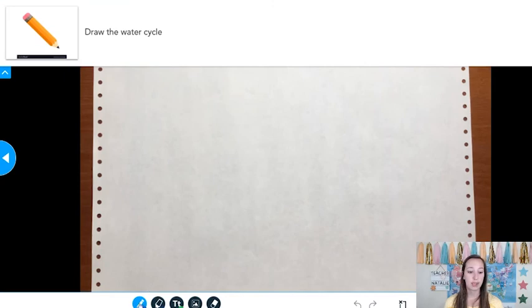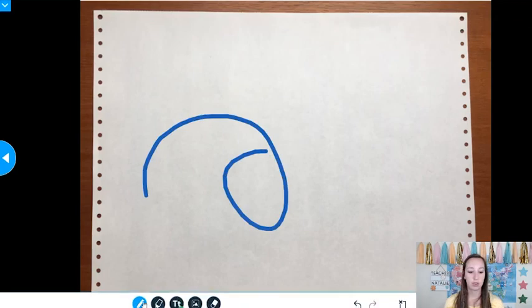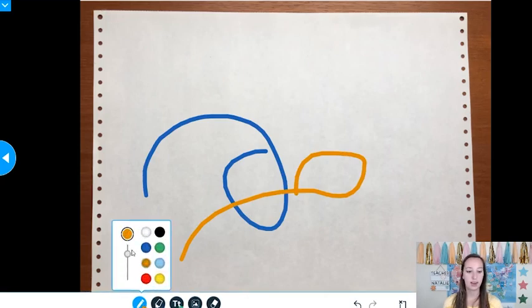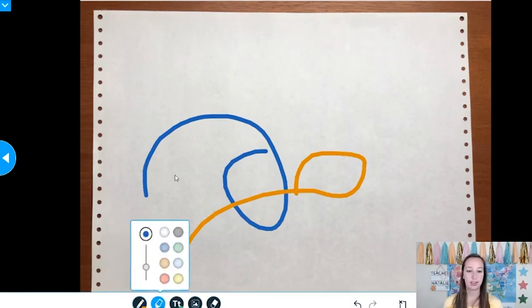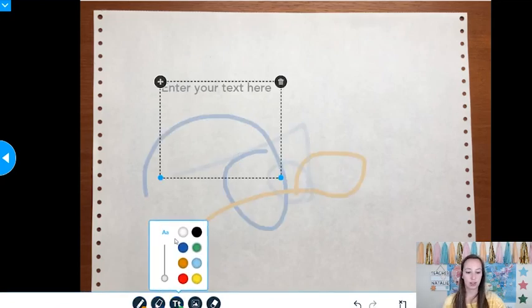This is drawing. Students have a lot of fun tools to draw with, so they can choose their own color to draw with. They can choose a pencil width. Right here they can highlight stuff, and they can also use a text box, click on the text box, and then they can type.